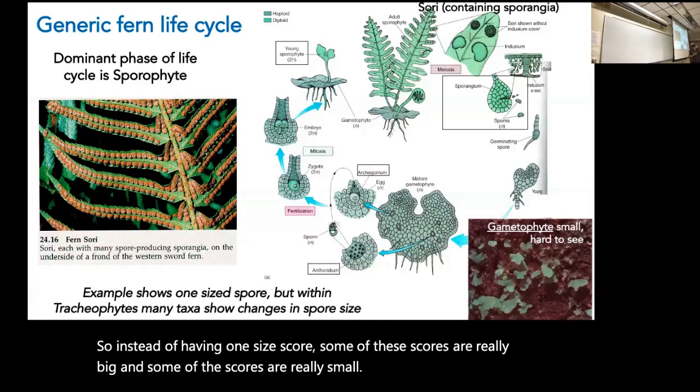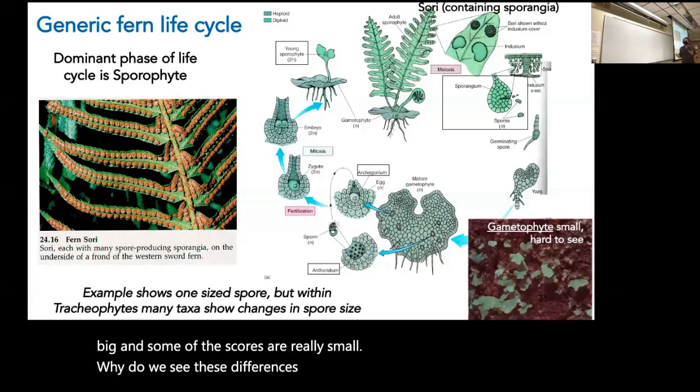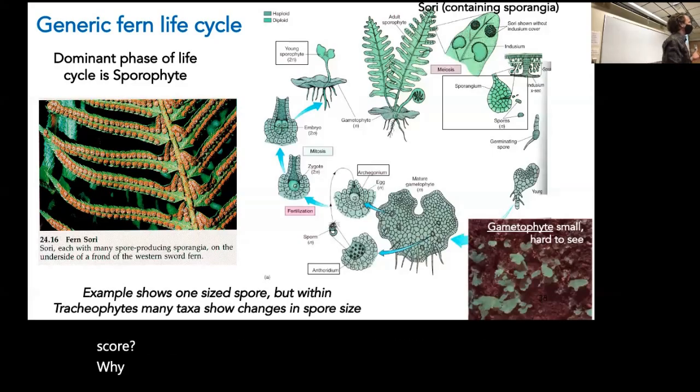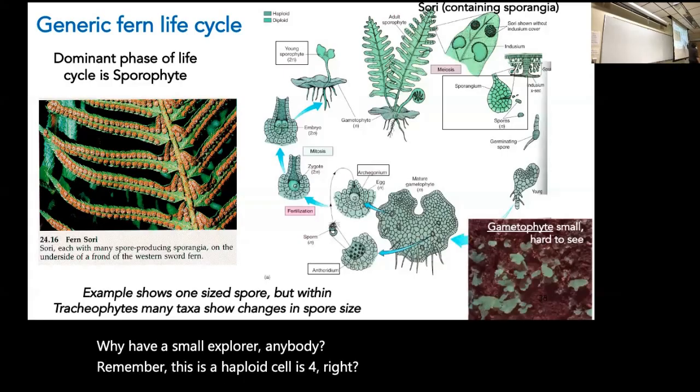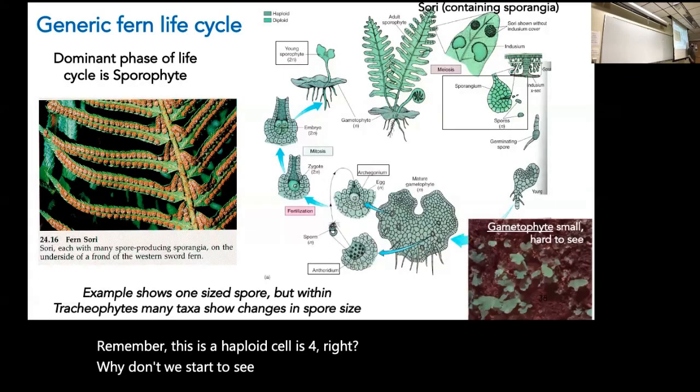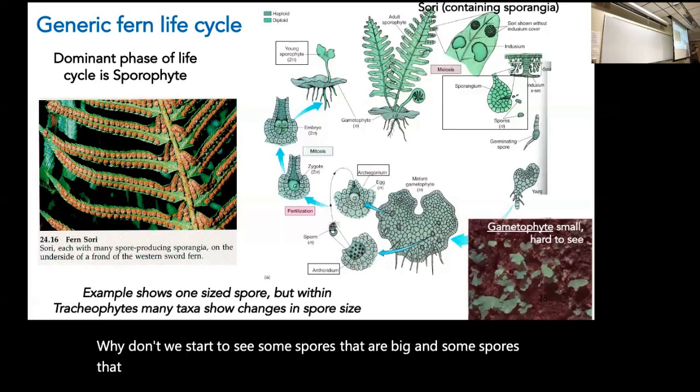Why do we see these differences in spore sizes? Why have a big spore? Why have a small spore? Anybody? Remember, this is a haploid cell, a spore. Why do we start to see some spores that are big and some spores that are small? Think about these selective questions. Why would you think? Yes.